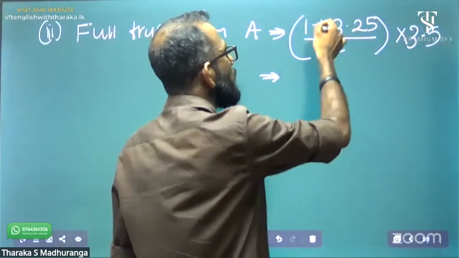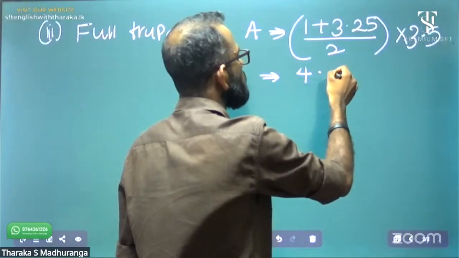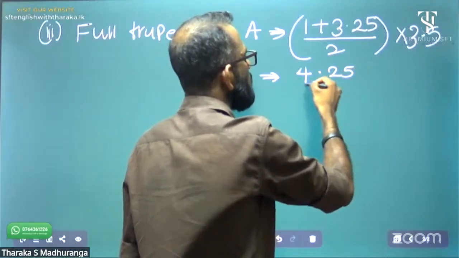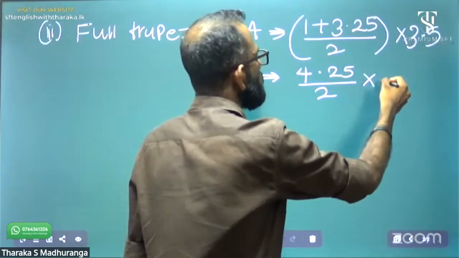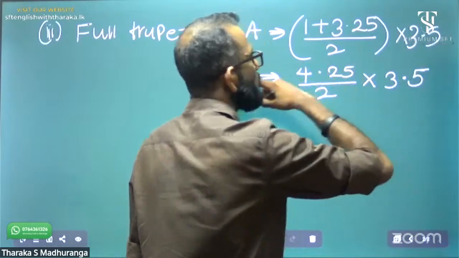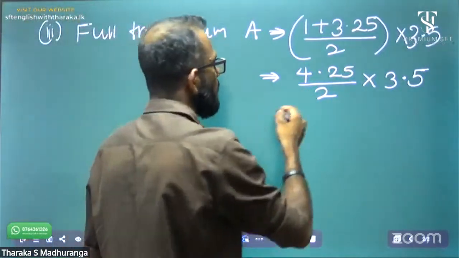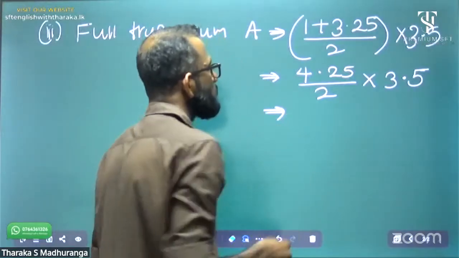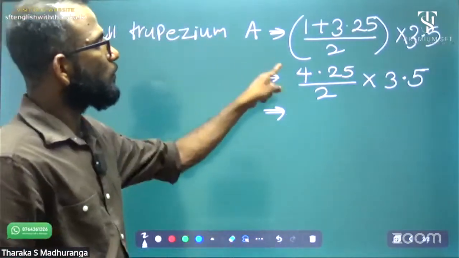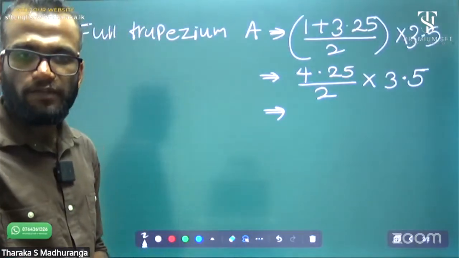Then 1 plus 3.25 is 4.25. Divided by 2, into 3.5. Now you can get the answer: 4.25 times 3.5 divided by 2. What's the answer?